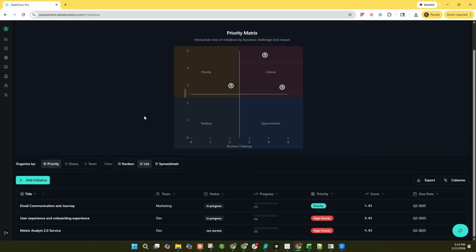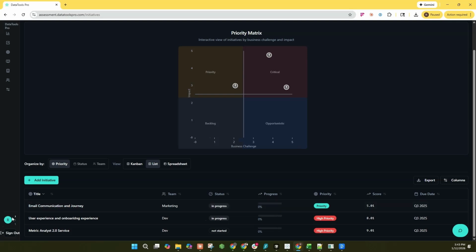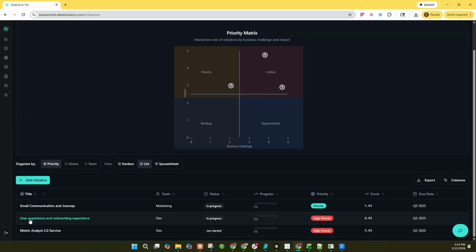I'm going to go to my list view of these items, and there's two ways to look at this. We can understand this as technologists of what are the initiatives that I'm going to work on. I've got email communication, refining our user experience and onboarding, and I've got a product release for our Metric Analyst 2.0. These are initiatives. These may or may not make sense to the group that I meet with.